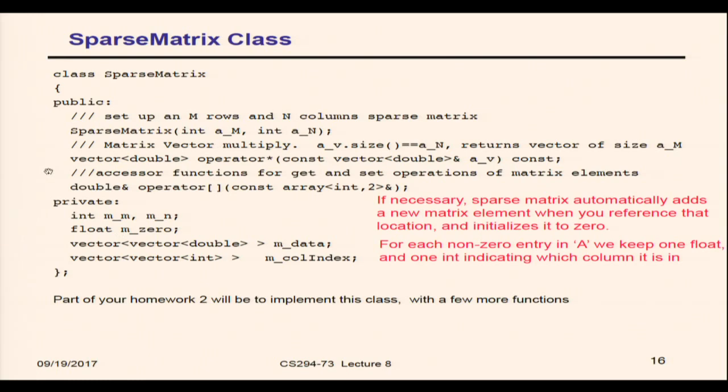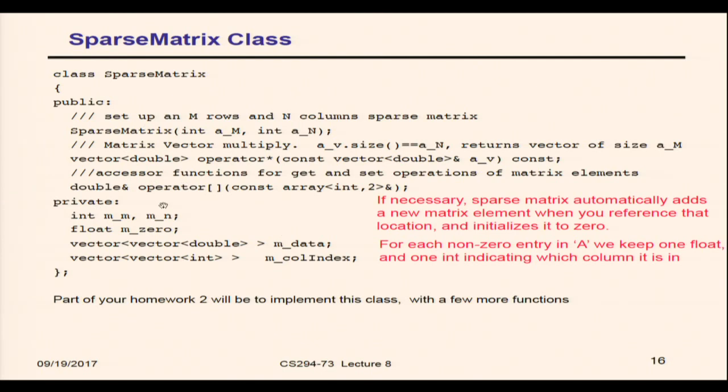And then the things that allow you to get and set matrix elements is an ordinary indexing operation. You have a pair of integers, i j. You can index with a pair of integers i j and get back a reference to the double. Now, there's some magic you're going to put into this. If necessary, the sparse matrix class is going to add a new matrix element when you reference that location and initialize it to 0. Now, these are the public interface, the functions that you're going to be able to call.